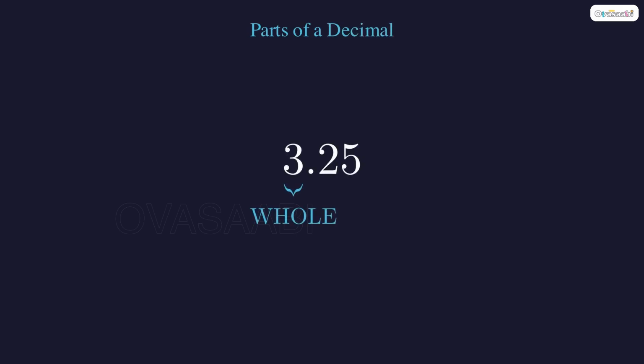A decimal number has two parts separated by a point. The left side shows whole units. The right side shows pieces smaller than 1.